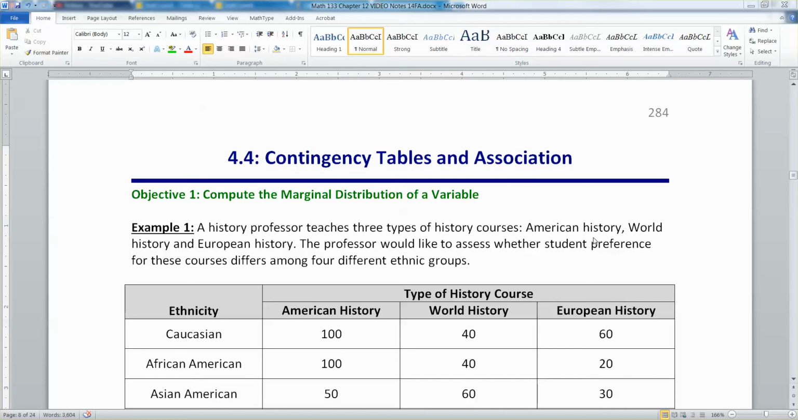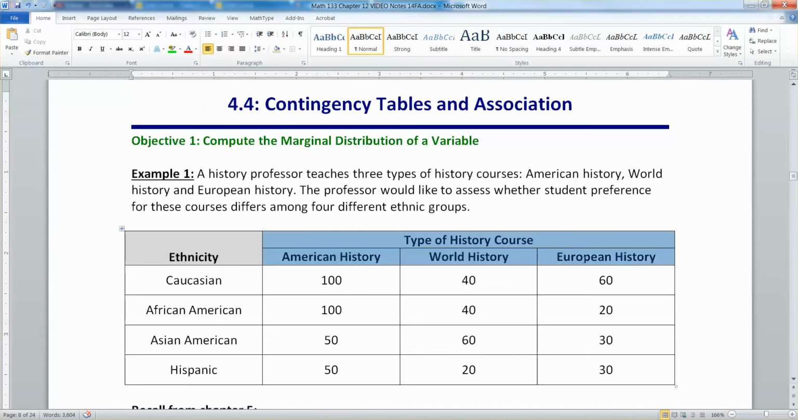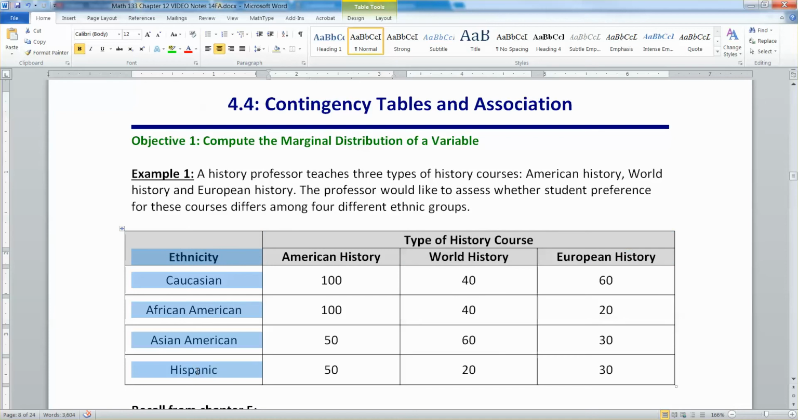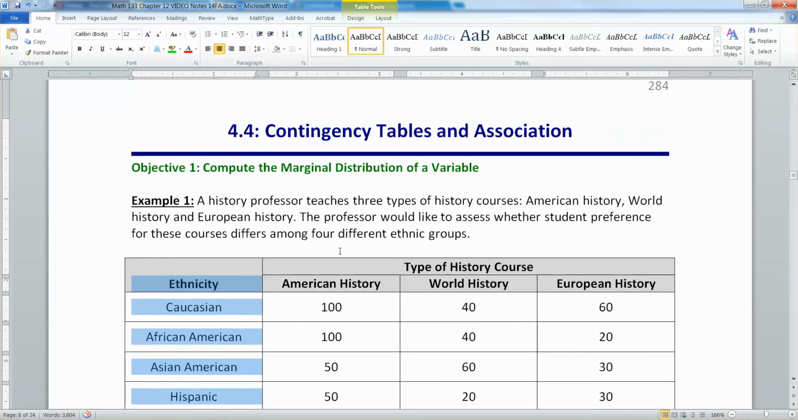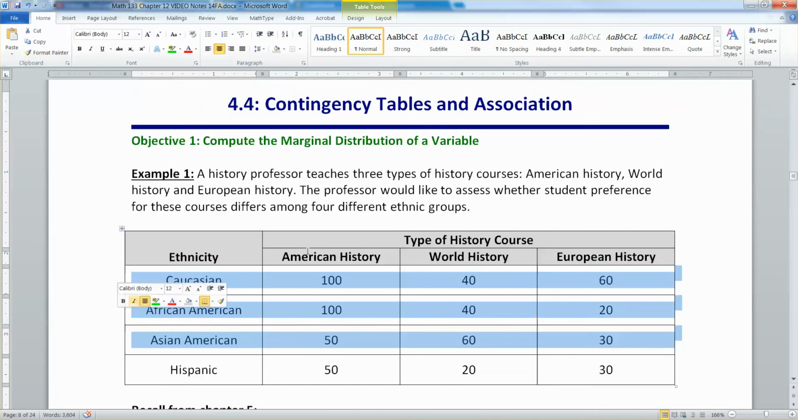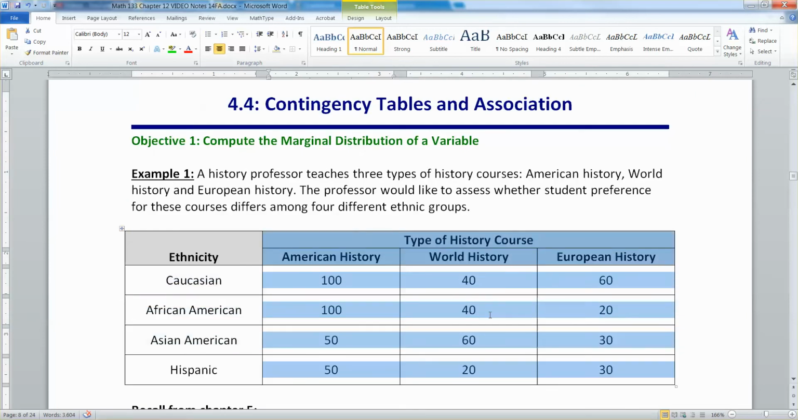So one qualitative variable and another qualitative variable. So for example, in this particular example, we have the type of history course the students are taking and then their ethnicity over here. So you have two directions. You have the columns and then you have the rows, right? So there's the rows, there's the columns.